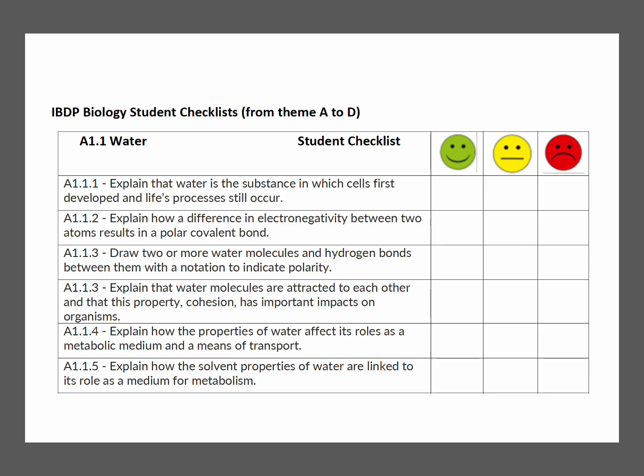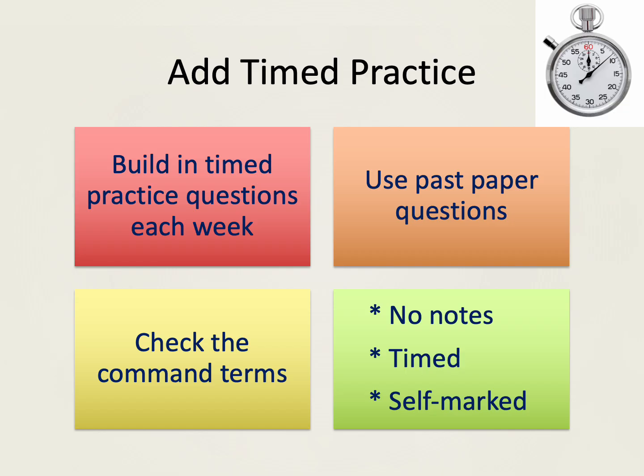So here's the checklist. This is for the very first topic, A1.1 water. So you can see it starts to break the topic down into its component parts, and that ensures that you cover everything. There'll be no nasty surprises on exam day. Now you could use this checklist after your teacher's taught a topic, or if you've just finished revising this topic.